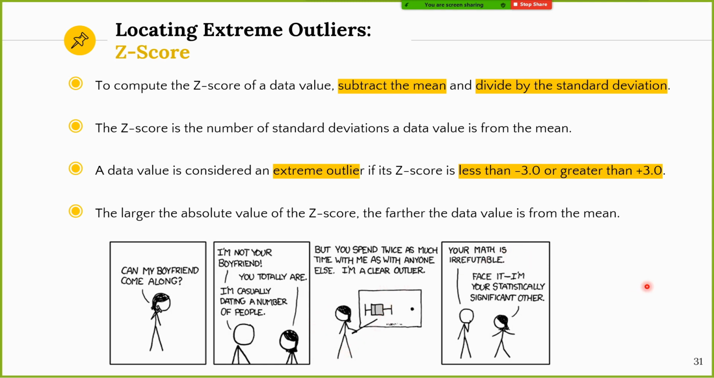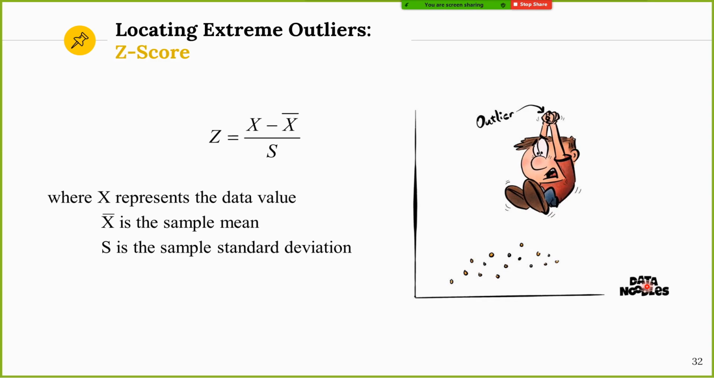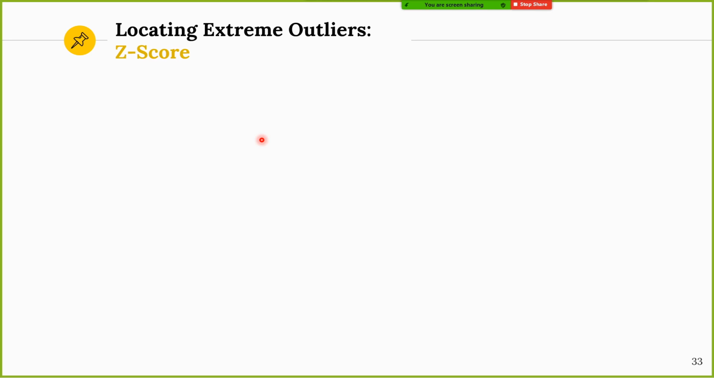Okay, so let's continue. This is the formula where x represents the data value that you have, and you have the sample mean and the standard deviation. So you just calculate this, then you will get the number. If the number is more than negative or positive 3, then it is considered an outlier.